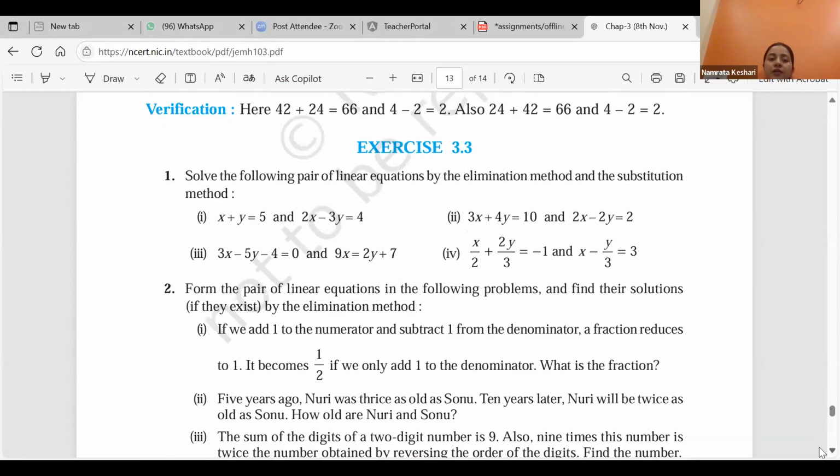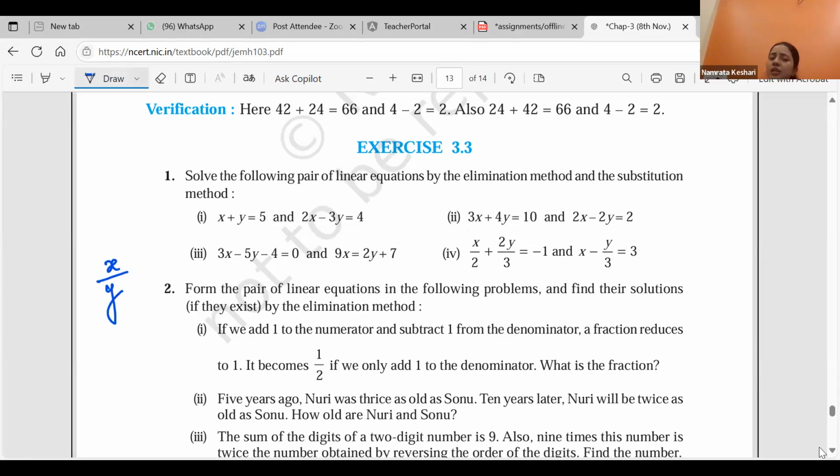Number one, if we add 1 to the numerator and subtract 1 from the denominator. Question related to fractions, we will always start with the assumption that suppose the numerator is x and the denominator is y. Your variable you can take anything, numerator as y, denominator as x, but we will always start from here only. Now you will be able to create the equation. If we add 1 to the numerator and subtract 1 from the denominator, the fraction reduces to 1. The fraction just became 1. Making sense?